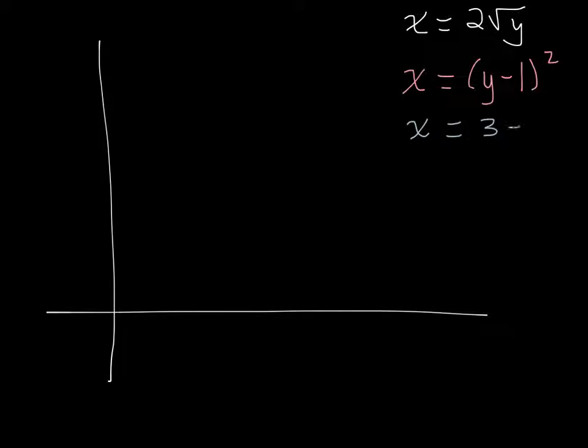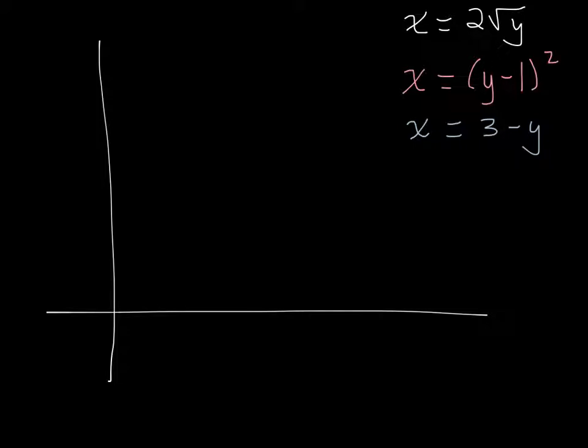Alright, this is an integration Calc 2 question. We want to find the area of the region in the first quadrant bounded on the left by the y-axis, below by the curve x equals 2 square roots of y, above left by the curve x equals (y minus 1) squared, and above right by the line x equals 3 minus y.